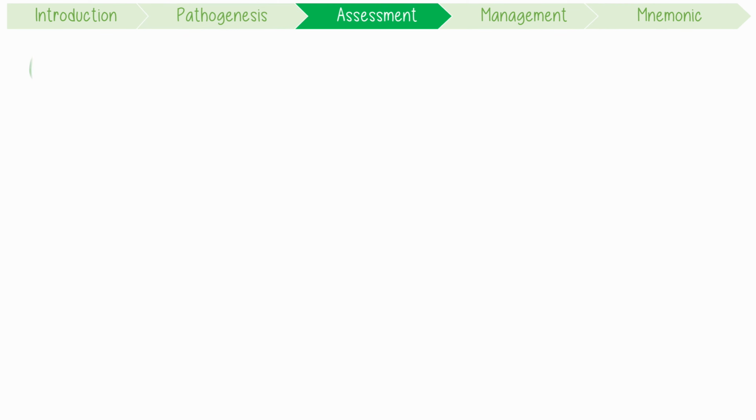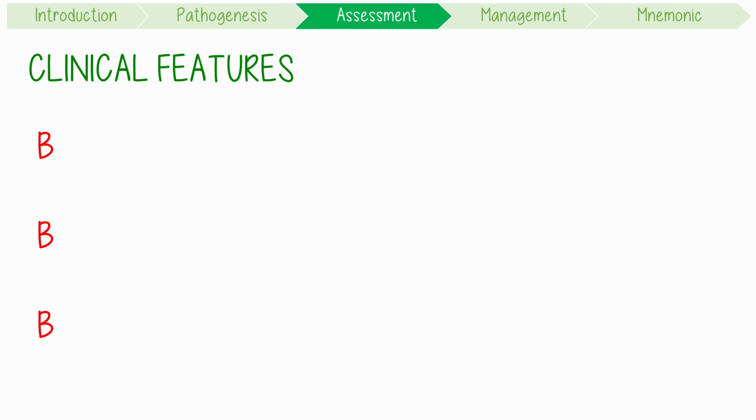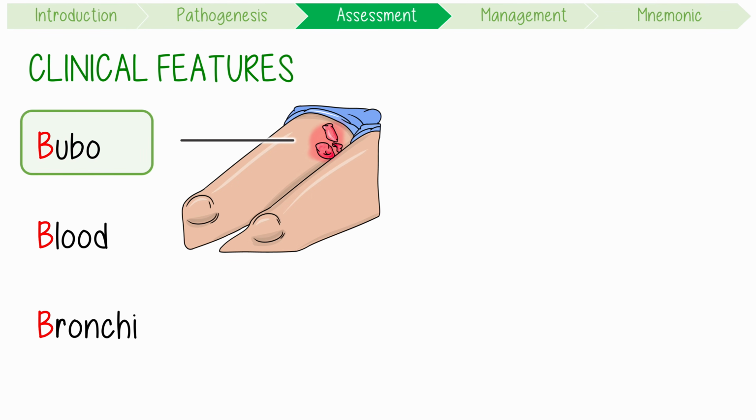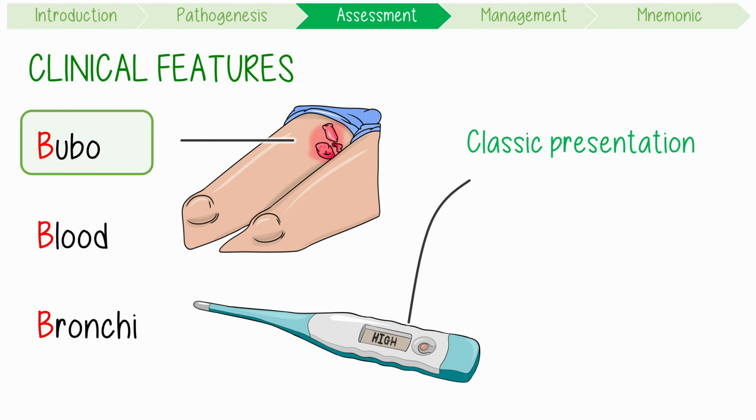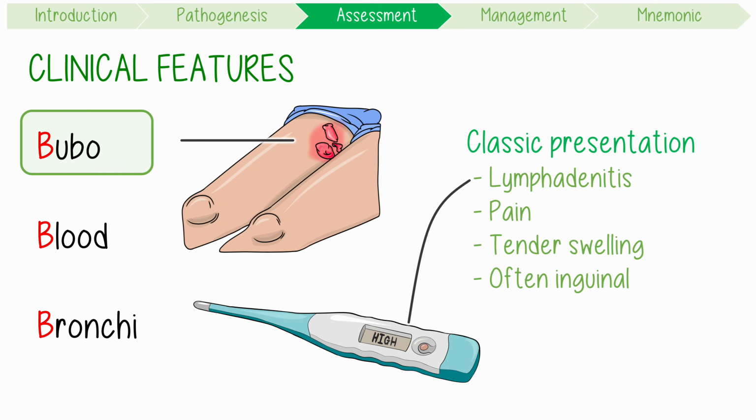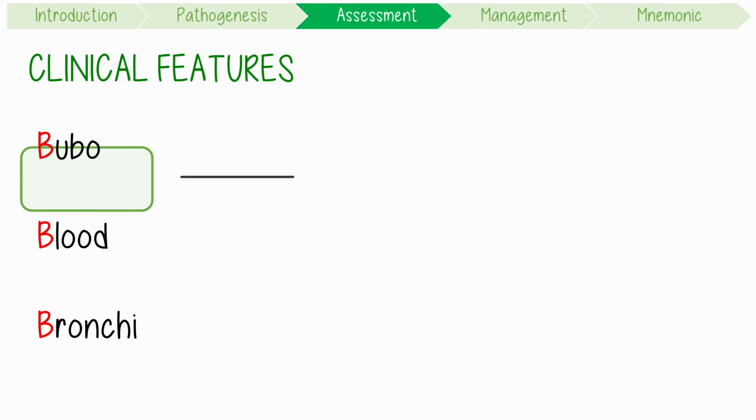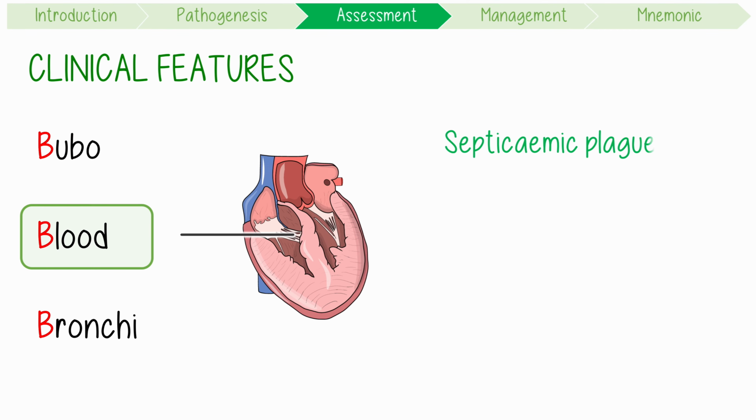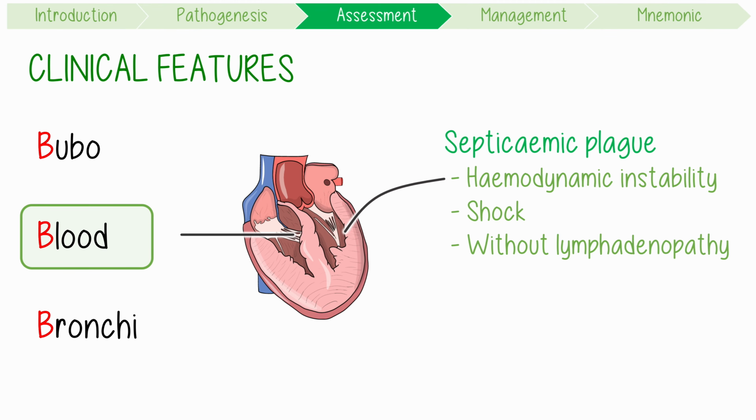Let's briefly discuss the clinical features of the three big Bs. In bubonic plague, which is the classic presentation, a sudden high fever is followed by lymphadenitis, which is increasing pain in the regional lymph node near the bite. This bubo manifests as a tense, tender swelling, often in the inguinal region, that has a boggy consistency with an underlying hard core. In blood plague or septicemic plague, it presents with hemodynamic instability with hypotension and shock. This occurs without preceding lymphadenopathy.